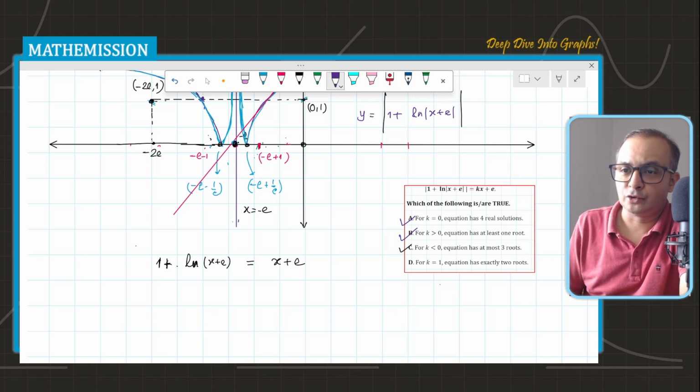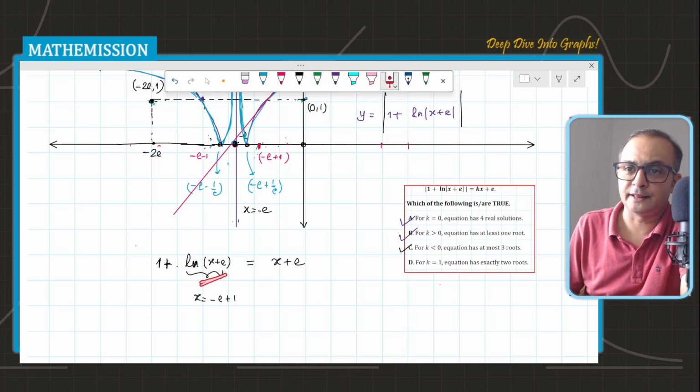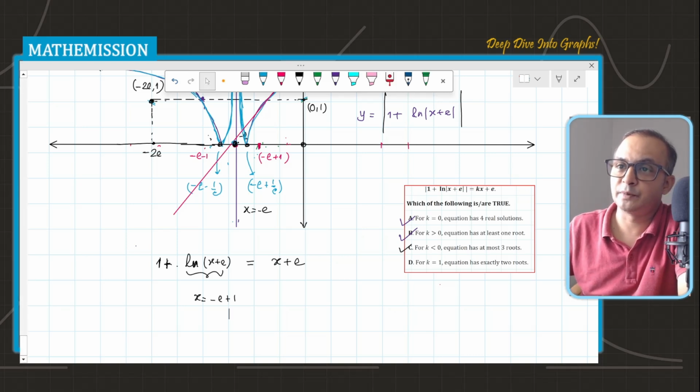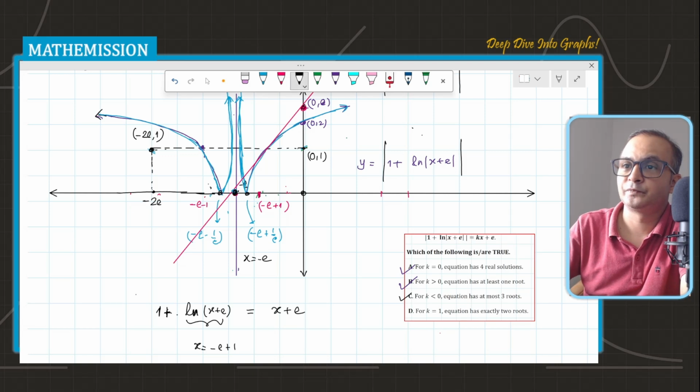Now you see that I can make this thing 0. If I substitute x equals to minus e plus 1, we have already seen it, at this point this will become 0, and that number will be left out on the left side, so that will become 1. Now try to substitute this number here also. On the right hand side, you get minus e plus 1. So minus e and plus e will get cancelled, again 1. It means at minus e plus 1, the value we are getting is 1.